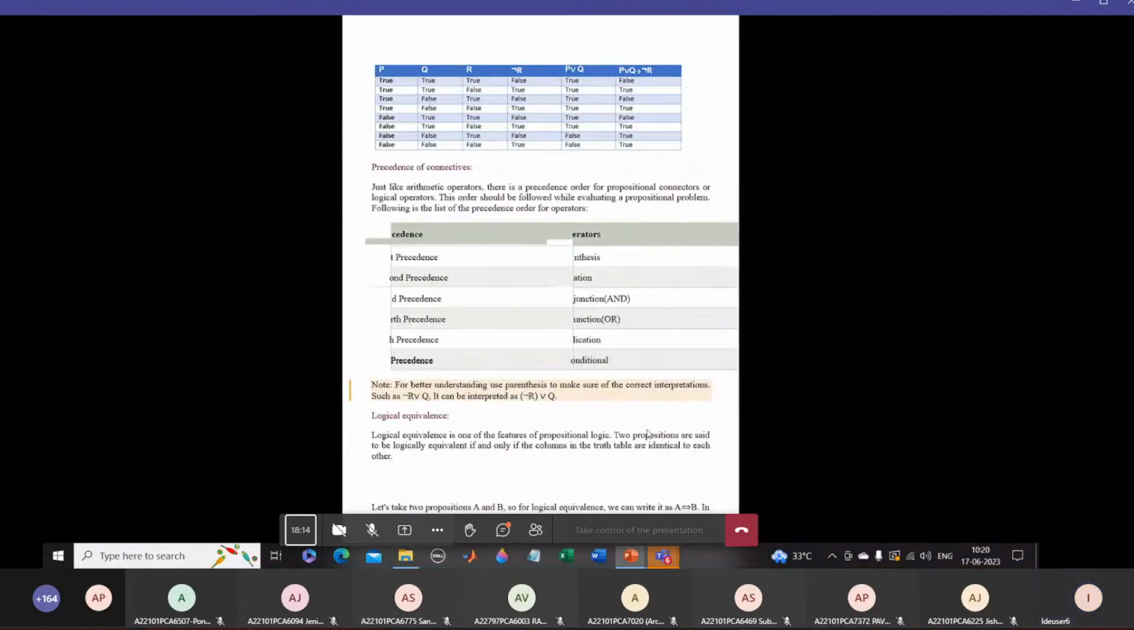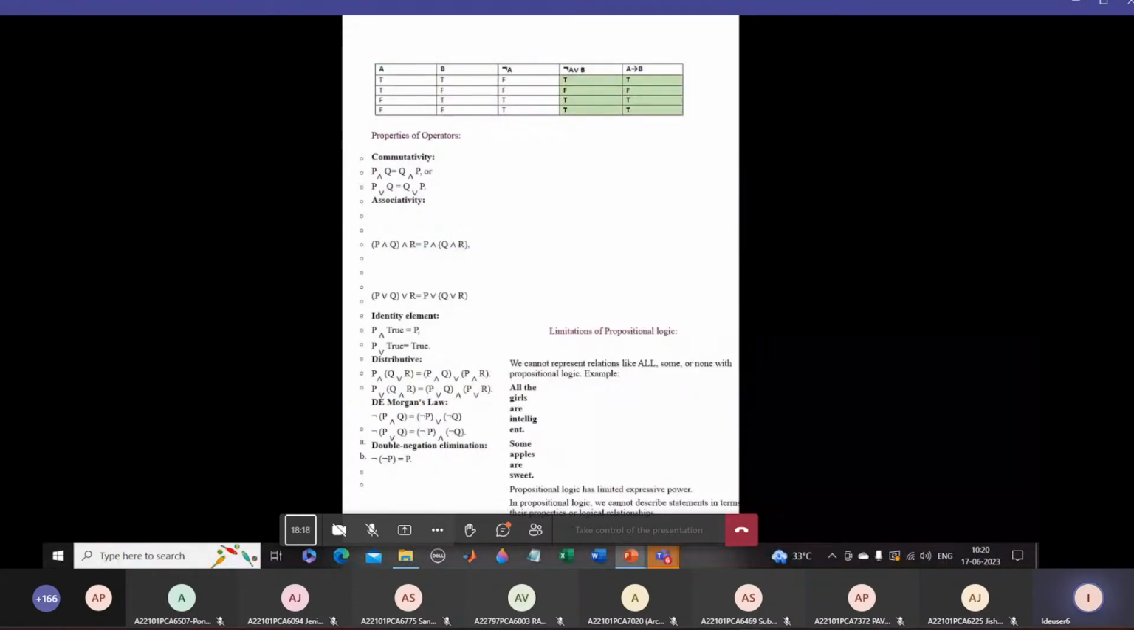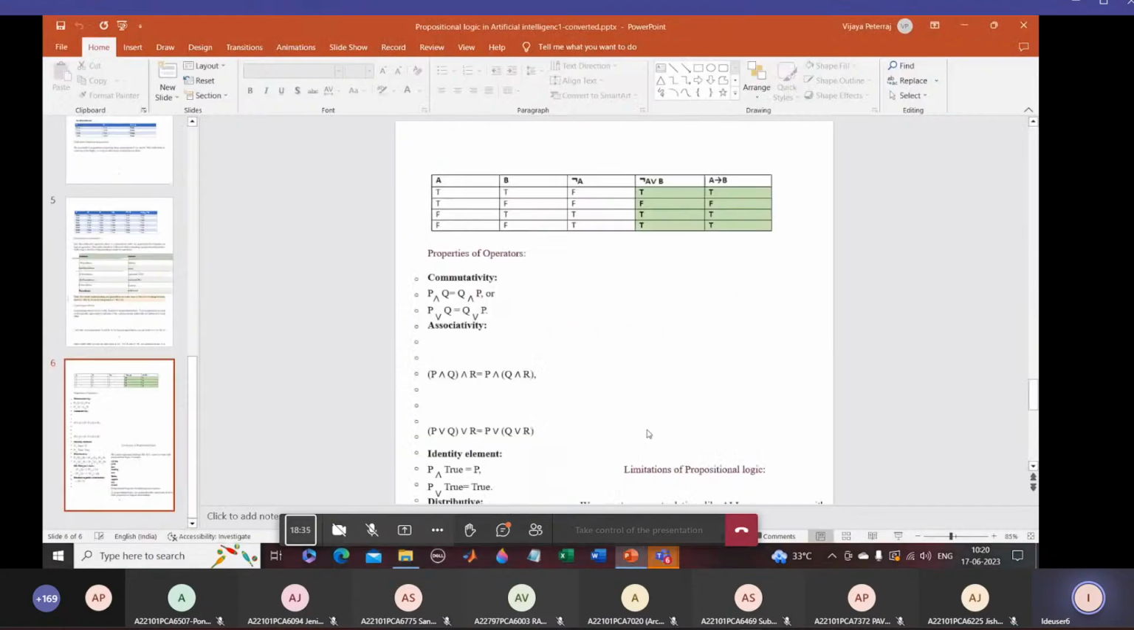And what is the precedence, which should be used first, all that. So there is one more example, and you have the commutative law, associative law, all these things that we have learned in mathematics. The same things apply here: identity element, distributive law, De Morgan's law. Everything can be used here in propositional logic.